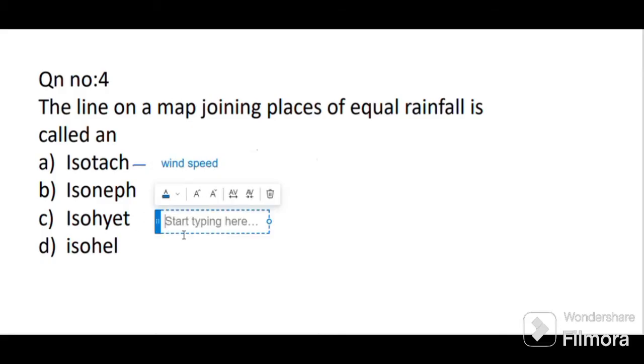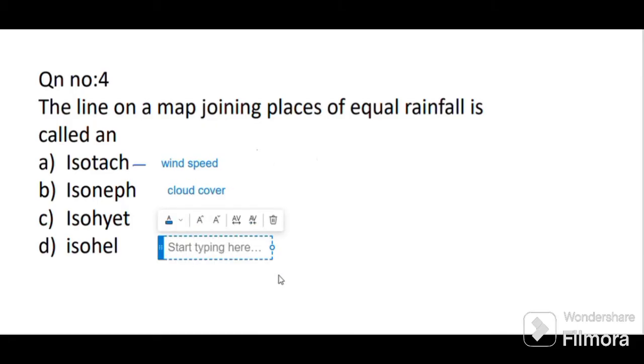Next is isohyet. Isohyet is the line on a map joining places of equal rainfall. So equal rainfall is isohyet, and that will be option C. Therefore option C is the right answer. Next, option D is isohel. This is the line on a map joining places of equal amount of sunlight. Isohel is equal amount of sunlight. So the right answer for this question is option C.